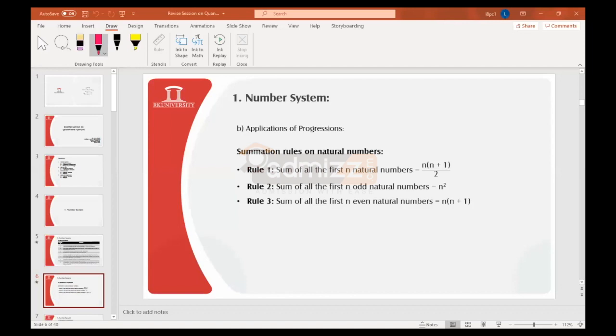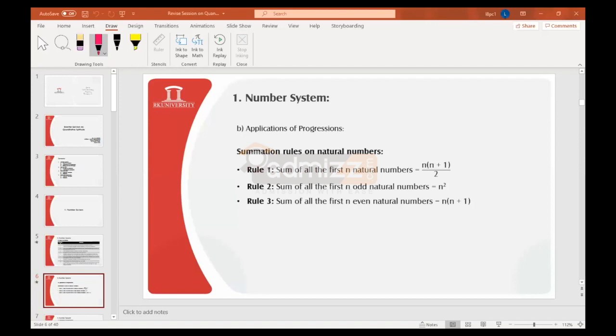For instance, you can take any sequence. Suppose this is the sequence. You have to check whether it is in arithmetic progression or geometric progression. So let us see: 7 minus 5 is 2, 9 minus 7 is 2, 11 minus 9 is 2. The difference is the same, so this is an arithmetic progression. Now if you want to find the 10th term, T10, or T20, or T100, you can get it by using this formula.